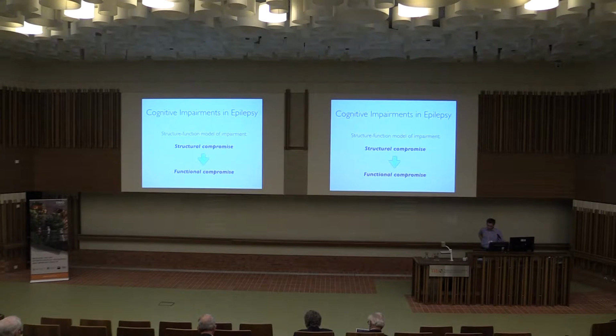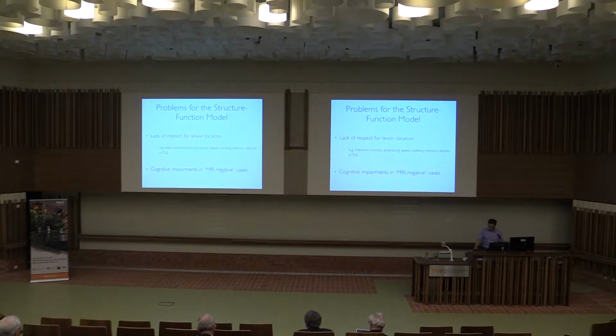So the starting point for my talk is the long-standing structure-function model that's traditionally dominated thinking about cognitive impairments in epilepsy. Now, this model assumes a causal relationship between the structural integrity of neuronal tissue and the cognitive functions that are supported by that tissue. In this sense, it's simply an application of the lesion model that was first advanced by Broca.